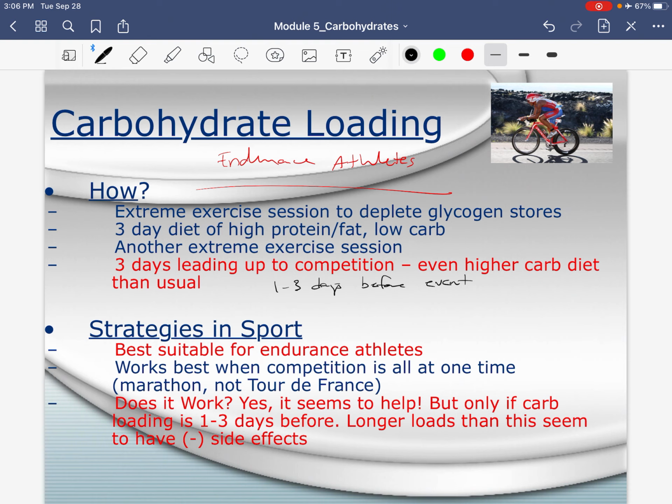But before the Ironman event itself, where I was going all out for all three, swim, bike, and run, maybe 2 or 3 days before. This doesn't mean to eat only carbs, just means to increase your carbohydrate a bit from normal. Does it work? Yes, but the science most recently tells us only 1 to 3 days before.